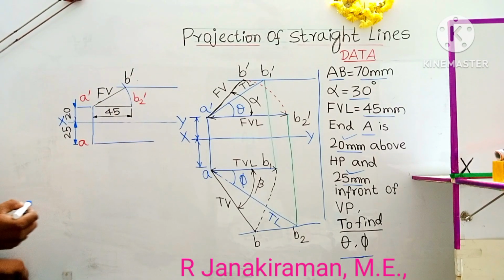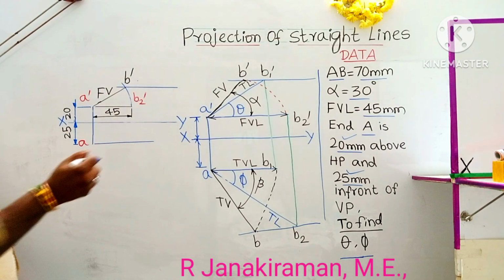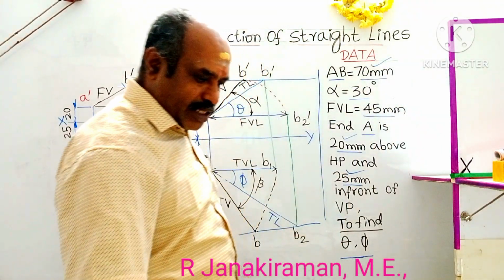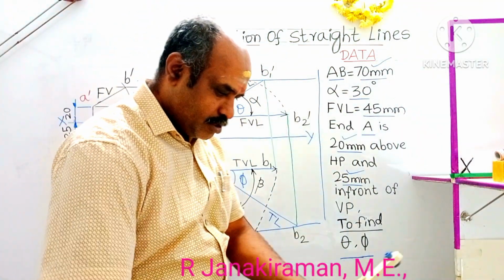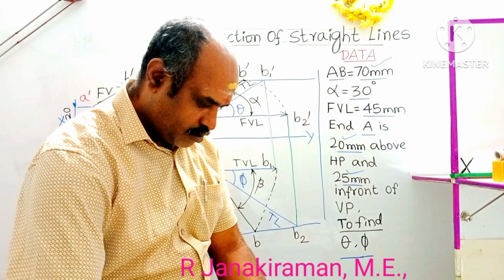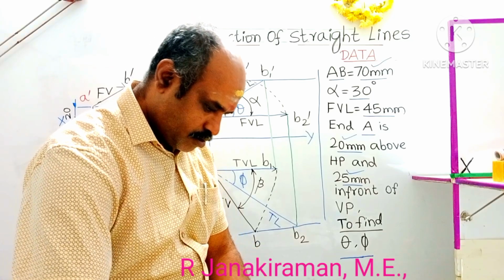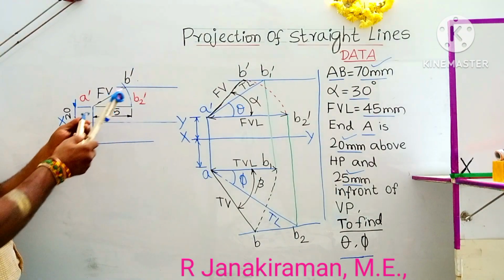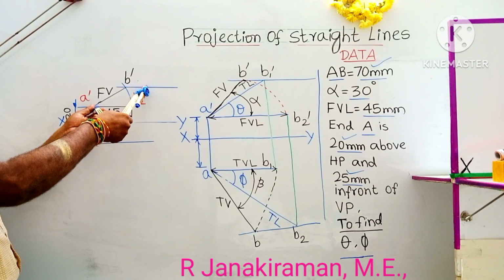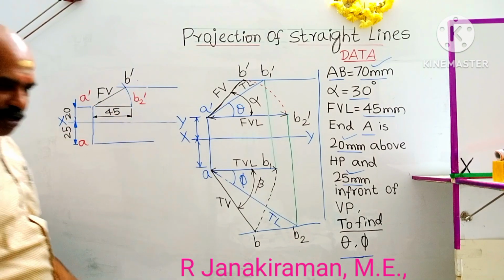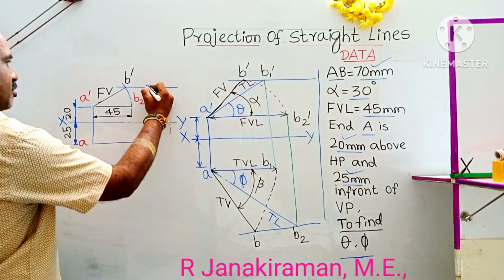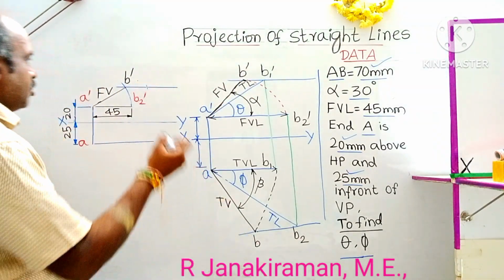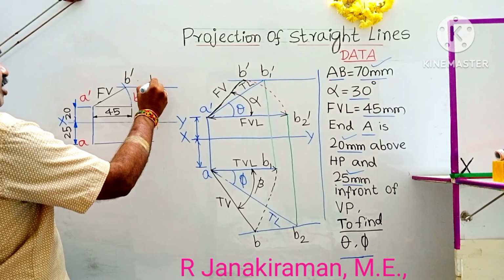So next, what is the data given? We are going to consider 70 mm true length. Take the true length in your compass. Cut an arc on this locus line. It cuts it here. This point shall be marked as B1 dash. That is the true length B1 dash.